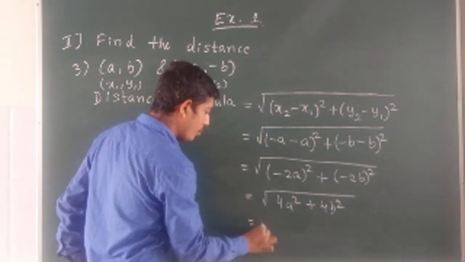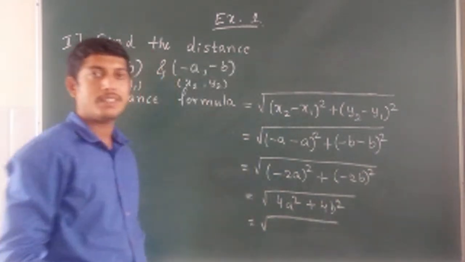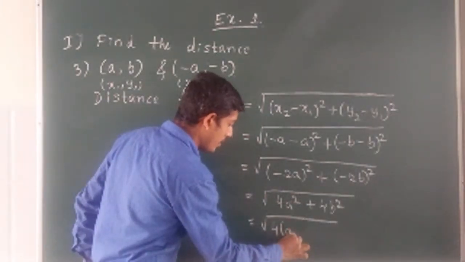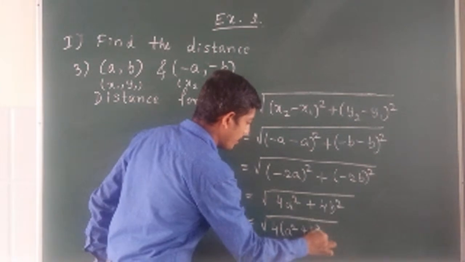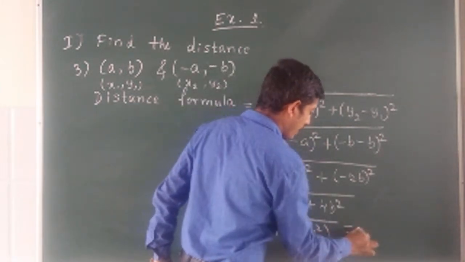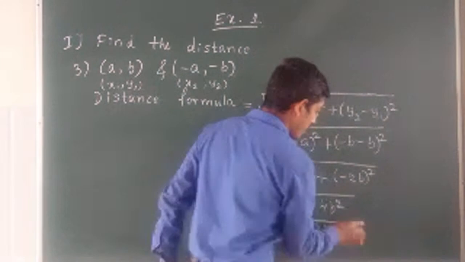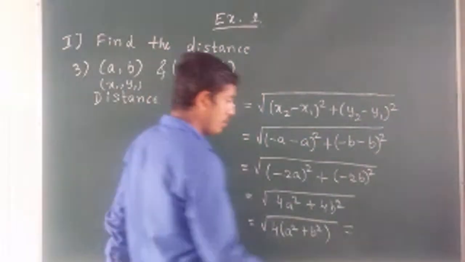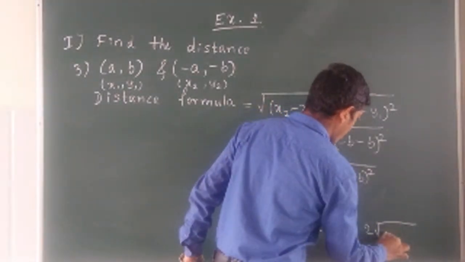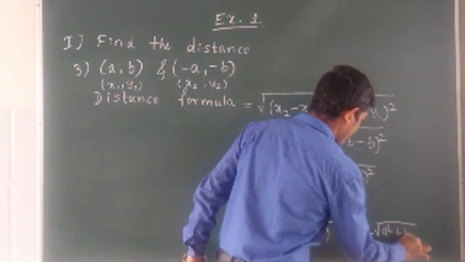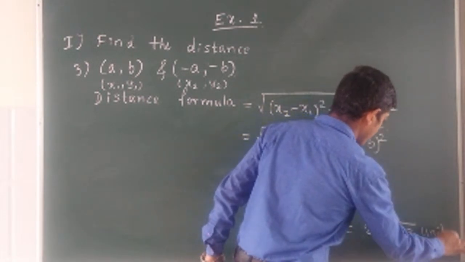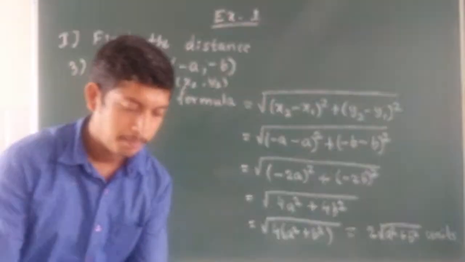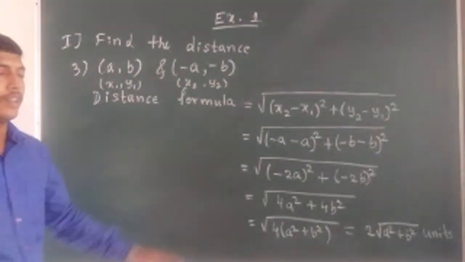Now I can take 4 as a common term. So it becomes 4 into a square plus b square. I will close the bracket. Then when 4 comes out from the square root sign, it becomes 2. 2 into square root of a square plus b square units. Just look at the answer.